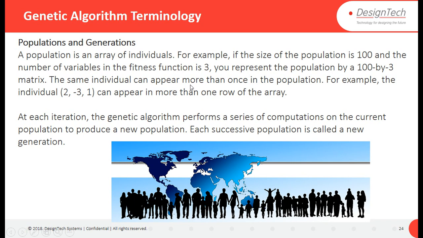The same individual can appear more than once in the population. For example, the individual (2, -3, 1), in the case of 3 inputs, can appear in more than one row of the array. At each iteration, the genetic algorithm performs a series of computations on the current population to produce a new population. Each successive population is called a new generation. So from the parents, we select the children again, based on mutation, crossover or elite.